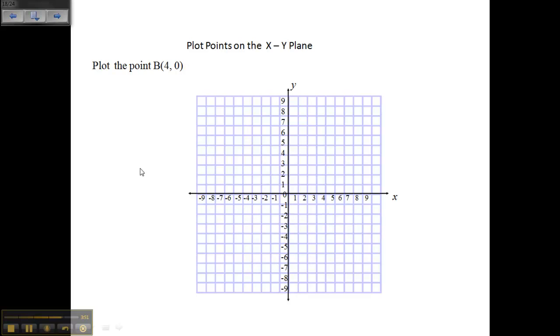Let's now plot the point B with coordinates (4, 0). Starting at the origin, we're going to move 4 units to the right, since 4 is positive. And since our y-coordinate is 0, we will not be moving up or down any points. So there we have our point B, (4, 0).